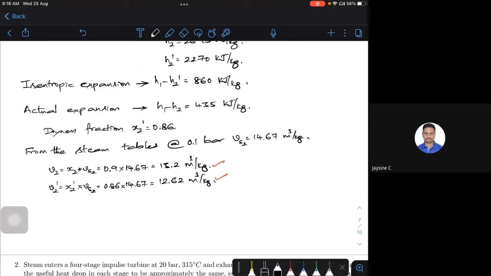Okay. Let me write, from the Mollier diagram, V2 is how much and V2 dash is how much?